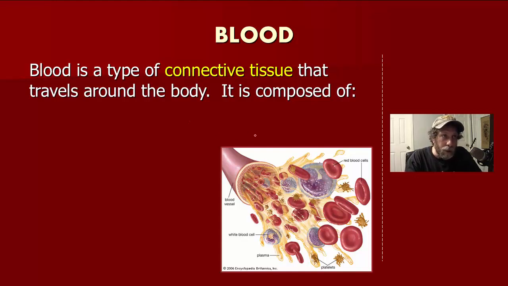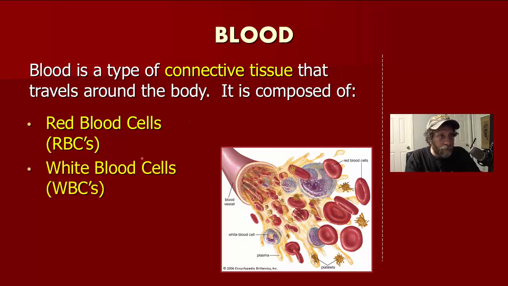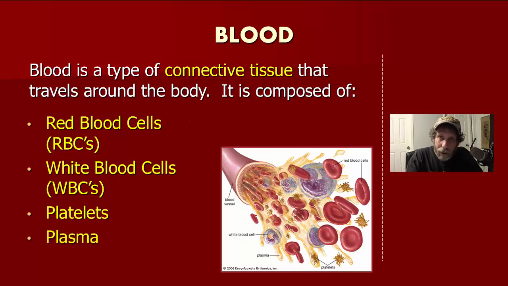Blood is composed of the following things. Red blood cells, the abbreviation being RBCs. White blood cells, or WBCs. Platelets, so those are all of the blood cells we mentioned here. And then plasma, the liquid.